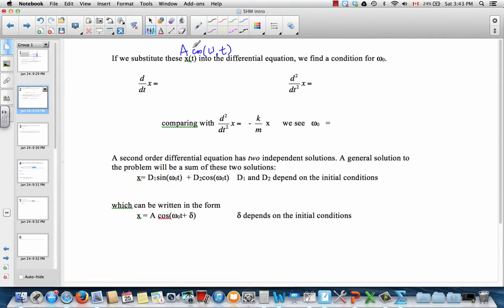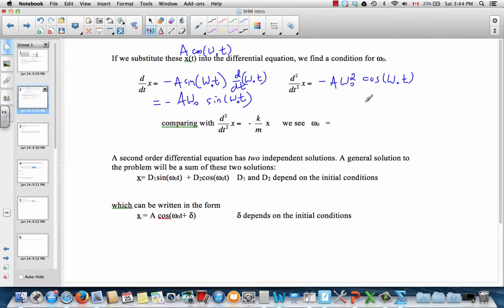Now, if we differentiate that once, we're going to get minus A sine. But then, by the chain rule, we have to multiply by the derivative of that argument, and the derivative of omega naught t is just omega naught. So the omega naught comes out, and that is the first derivative of position. The second derivative of position, we differentiate again. The derivative of sine is cosine, but then by the chain rule you multiply by the derivative of the argument. There's another omega naught, so now we've got omega naught squared.